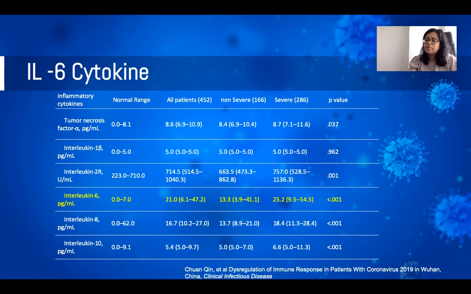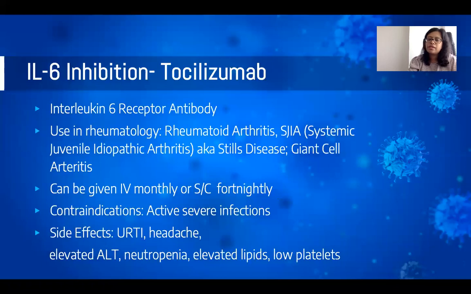But what isn't proven is whether this rise in IL-6 is an epiphenomenon, or is it actually a key player in the pathogenesis of this condition, as it's postulated to be. The IL-6 inhibitors that we commonly use in rheumatology practice are tocilizumab, and also another IL-6 inhibitor, sarilumab.